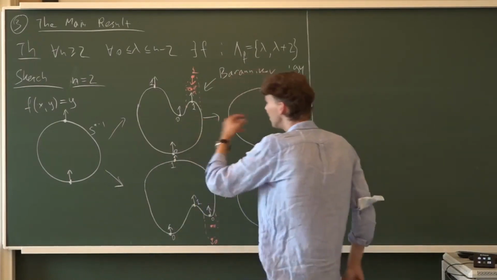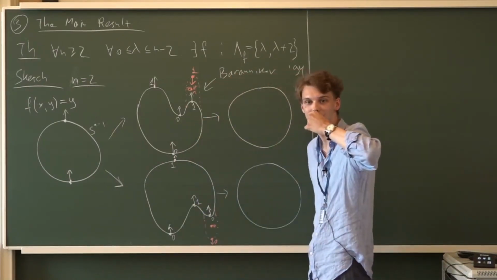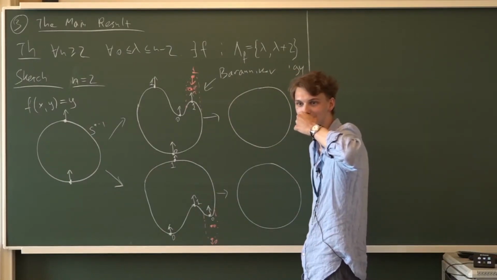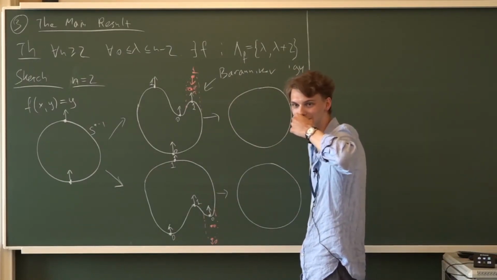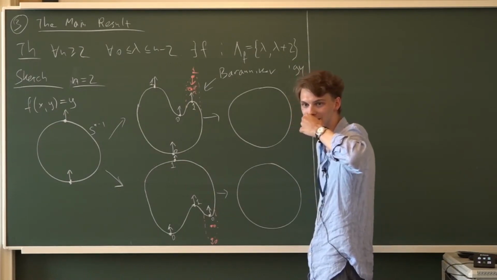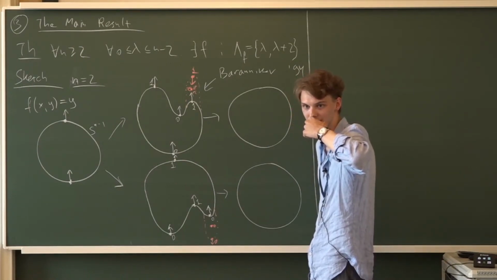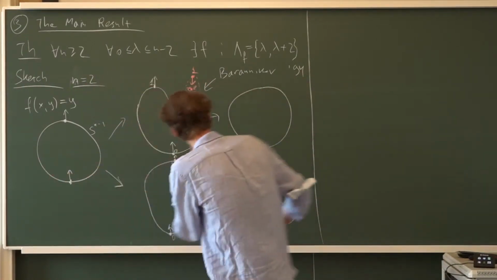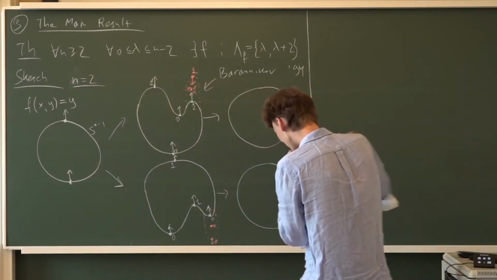Yeah, so now. The function doesn't change. The function on the circle doesn't change. But the extension to the neighborhood changes, right? Yes, of course. Oh, yes. I see what you mean, yeah.